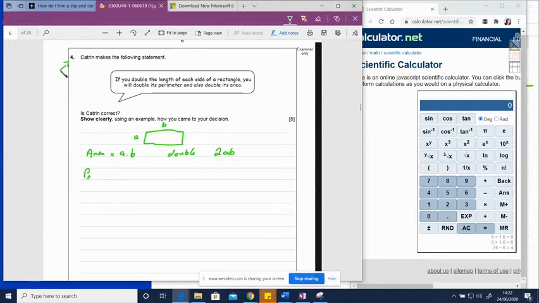If I now work out the perimeter, now the perimeter is A plus B plus A plus B. So perimeter, of course, is all the way around. So that leaves me with 2A plus 2B. Now, if I double that, that gives me 4A plus 4B, which is not the same as double the area, which is 2AB. So I can quite happily say that Katrin is not correct in her statement.